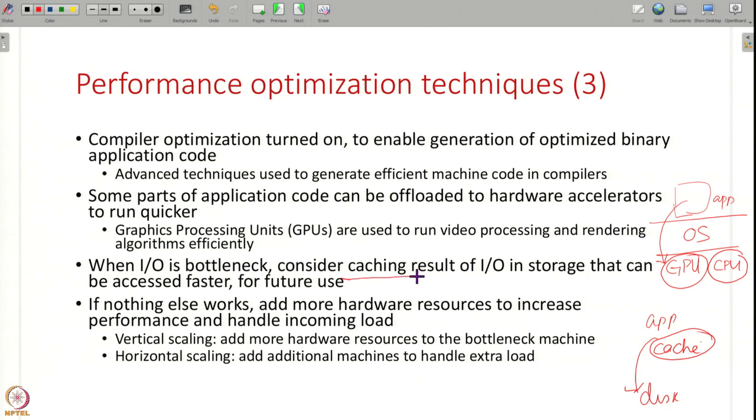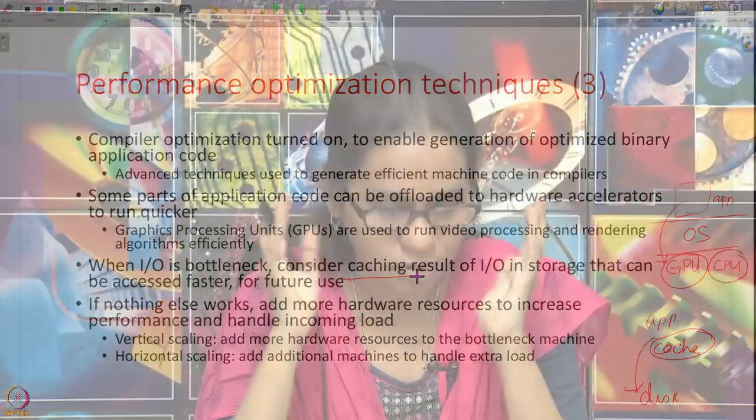Then if nothing else works, you have tried everything, all possible things, and still your hardware resource is fully utilized and its performance is not improving, then the only option is you just add more hardware to your system. No matter what you do, your CPU is 100% utilized, your system is only doing 100 requests per second, but you want to do 200 requests per second. Then what do you do? You just add more CPU cores to your system, or you just add another machine and run your system on two different machines, right.